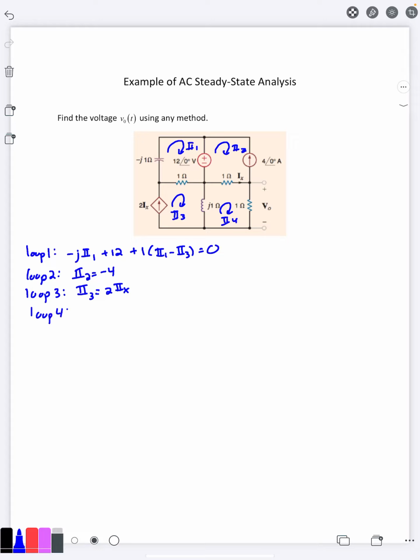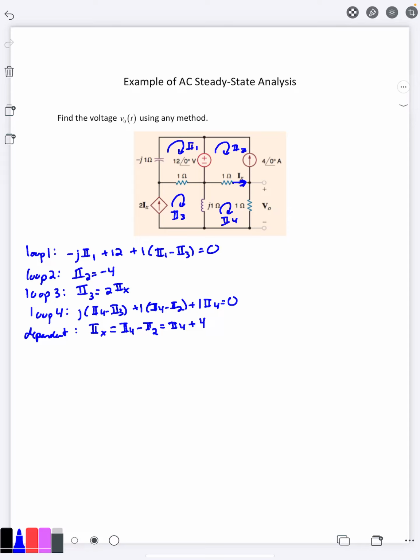For loop 4, we have that j times I4 minus I3 plus 1 times I4 minus I2 plus 1 times I4 equals 0. And then we need one more equation to relate our dependent variable to something else. So our dependent variable is Ix. And how can we relate Ix to I1 through I4? Well, Ix is right here going in the right direction. So it's the net current through the 1 ohm resistor going right. That would be I4 going right minus I3 going left. Not I3, sorry, I2. And we actually know what I2 is. I2 is negative 4, so then Ix is I4 plus 4.